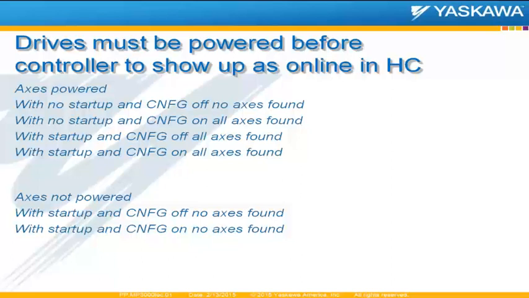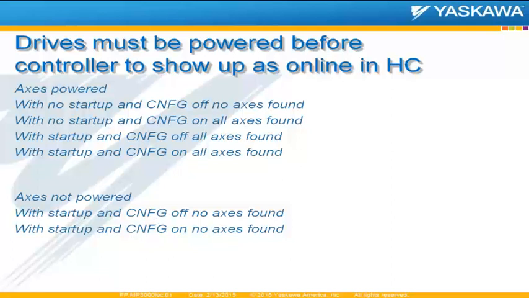So you can see in my first case, with no startup, you have to have your config switch on before you can find any axes. And with a startup, it doesn't matter if config is on or off, you'll still find the axes. However, when the axes are not powered, it doesn't matter if you have a startup or what you do with the config switch, you will never see these axes.